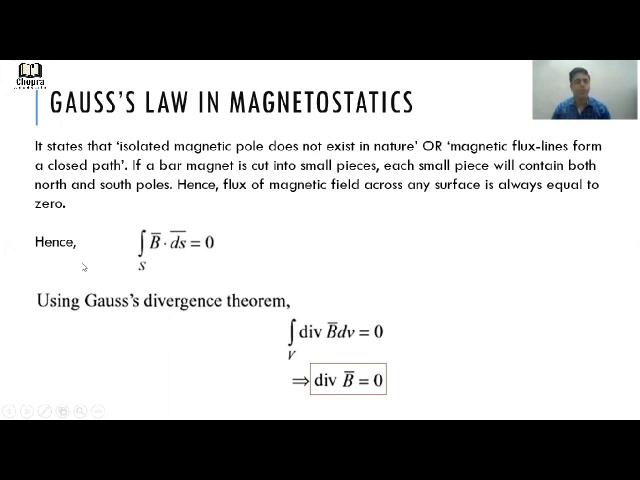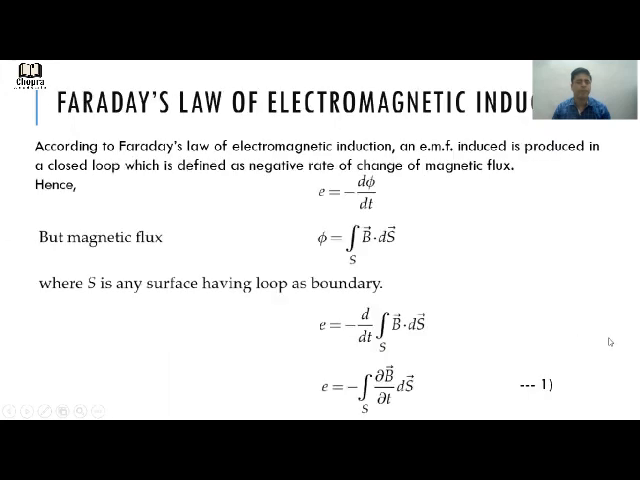We just use Gauss divergence theorem to convert this to volume integral, and we get integral div B dv is equal to 0, or div B is equal to 0. So this is the differential form of Gauss law in magnetostatics.